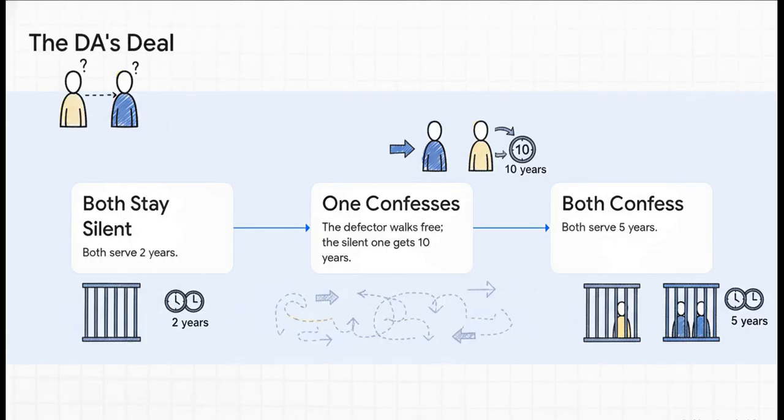Okay, so here's the deal they're offered. They can't talk to each other, right? Total isolation. And let's just say there's no honor among thieves here. They don't have any deep loyalty. They each have to make a choice, completely on their own. The big question is, what's the smart move?